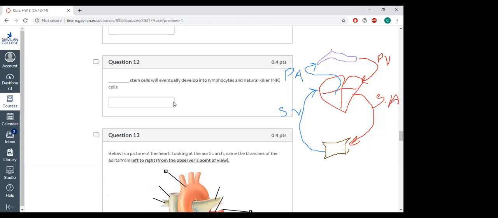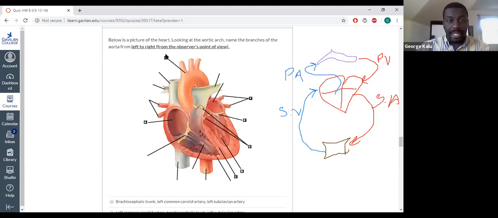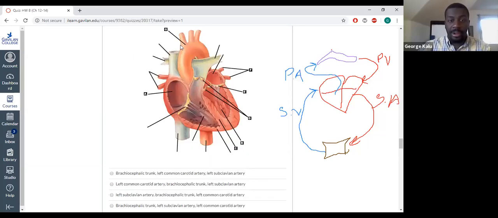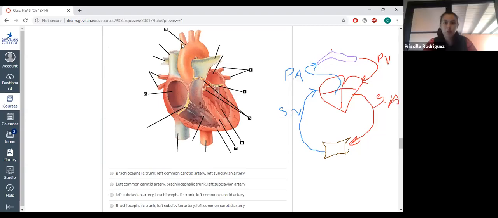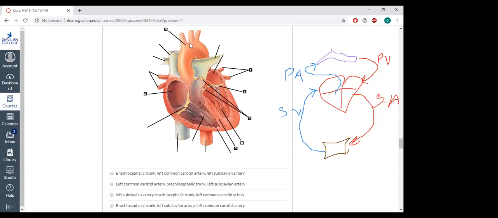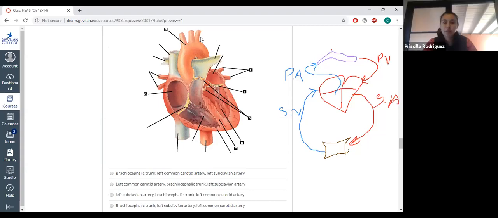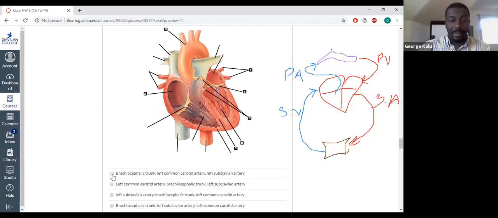Okay, cool. Number 13. Below is a picture of the heart. Looking at the aortic arch, name the branches of the aorta from left to right from the observer's point of view. So 1, 2, and 3. What are these 3 vessels here? The brachiocephalic trunk, the left common carotid, and the left subclavian artery. Perfect. Right, so we got the brachiocephalic trunk, left common carotid, and then the left subclavian arteries.